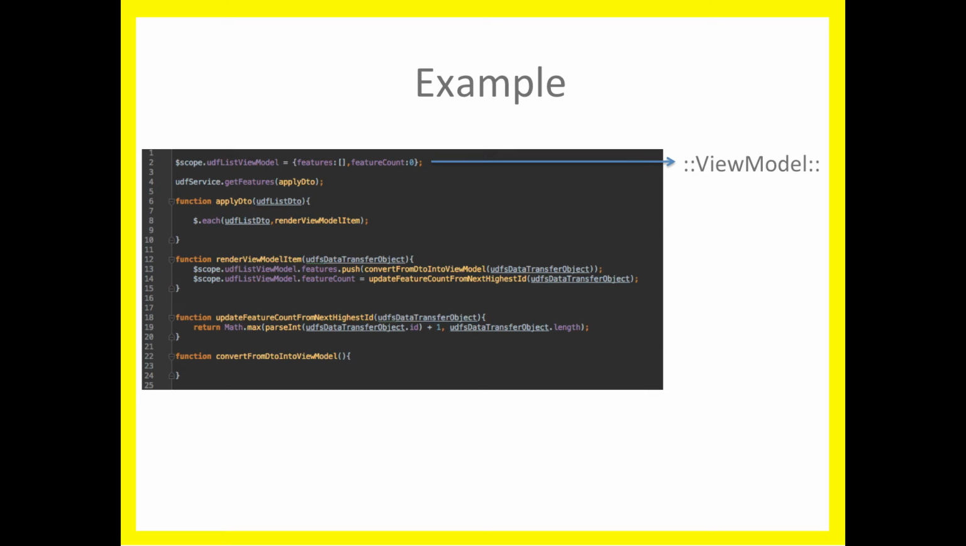So what happens is we define our UDF view model, we then call UDFService.getFeatures, and then we go down here and populate the view model, pushing some things onto it. And really the main point here is that we've actually populated a view model.